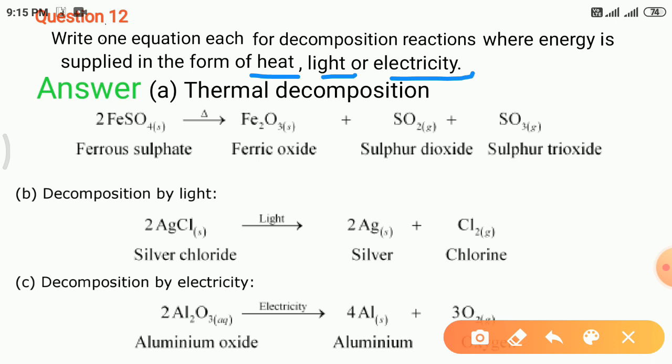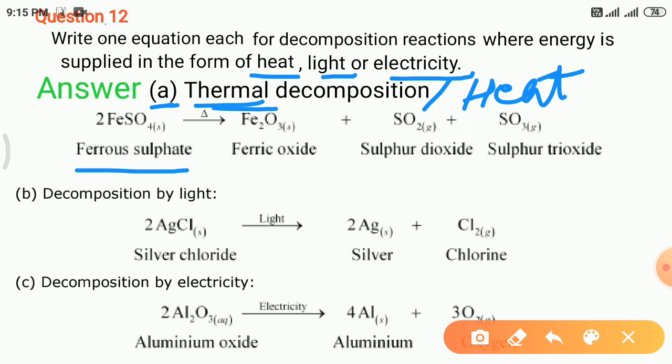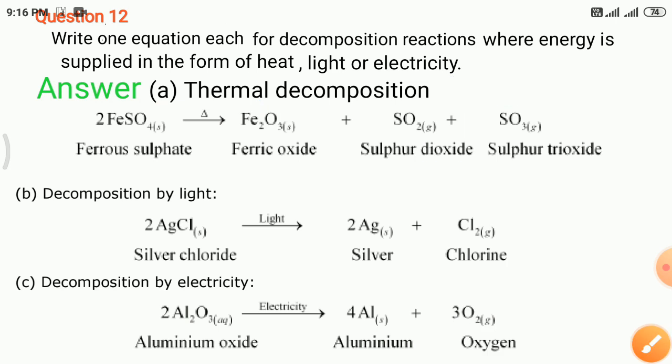So the answer is A, thermal. Thermal means where the energy we are supplying is in the form of heat. So the example is the thermal decomposition of ferrous sulfate, FeSO4. As we provide heat, it will give ferric oxide Fe2O3 plus sulfur dioxide SO2 plus sulfur trioxide SO3. So this is the example of thermal decomposition in which ferrous sulfate divides into ferric oxide, sulfur dioxide and sulfur trioxide.